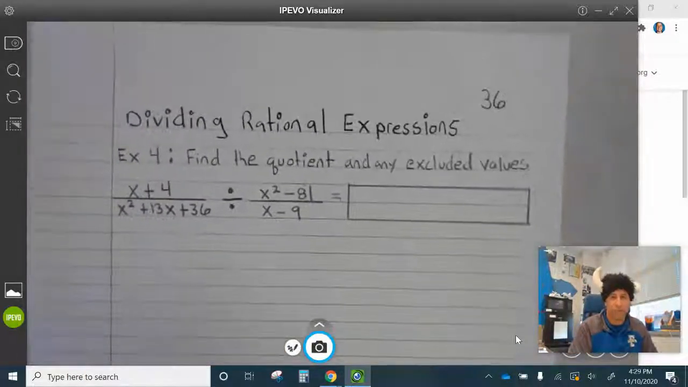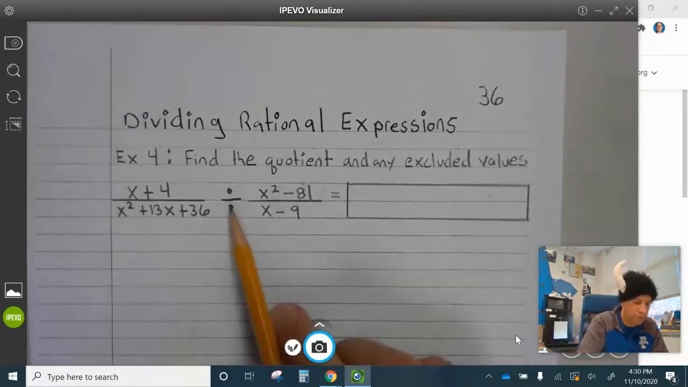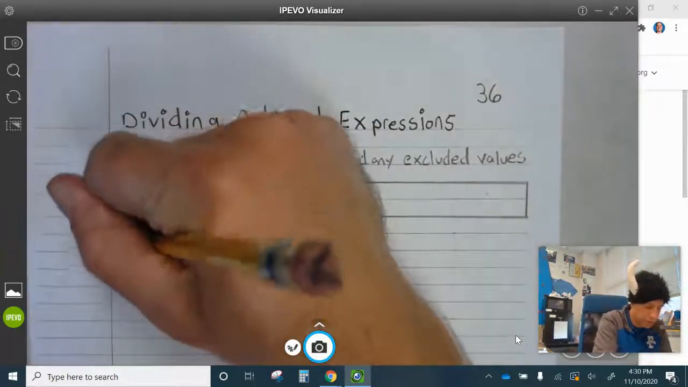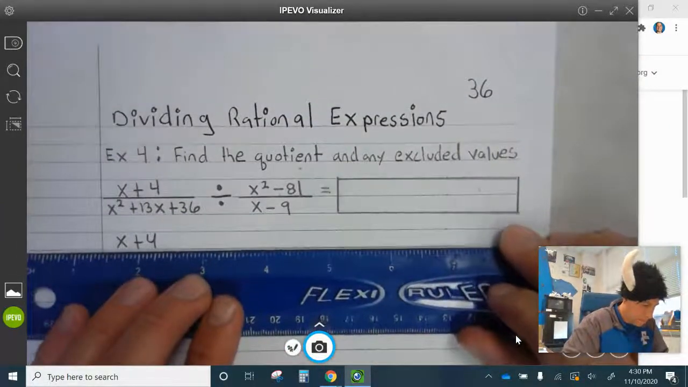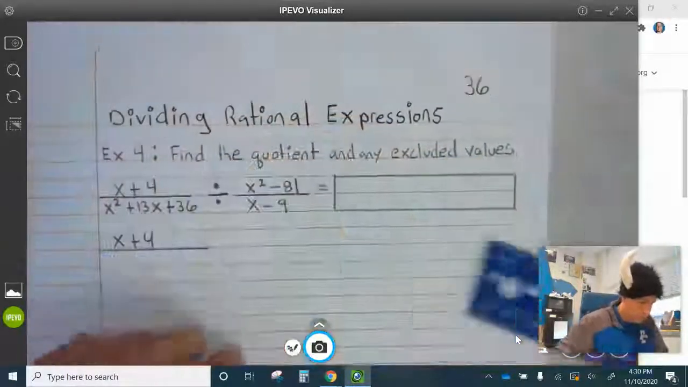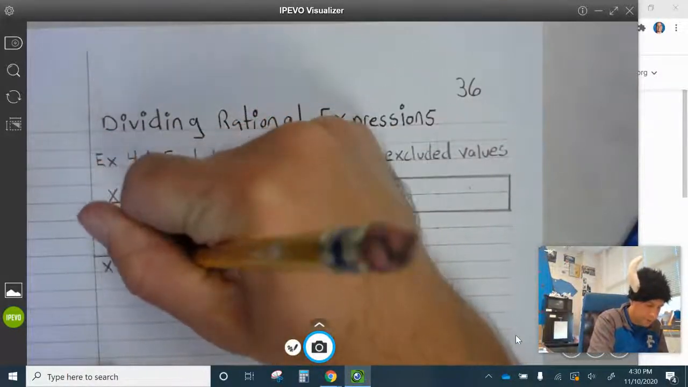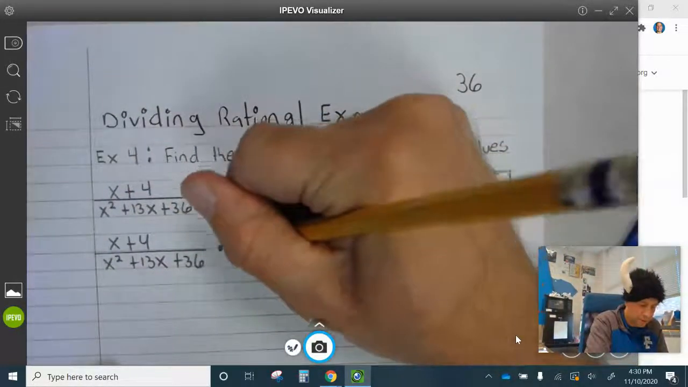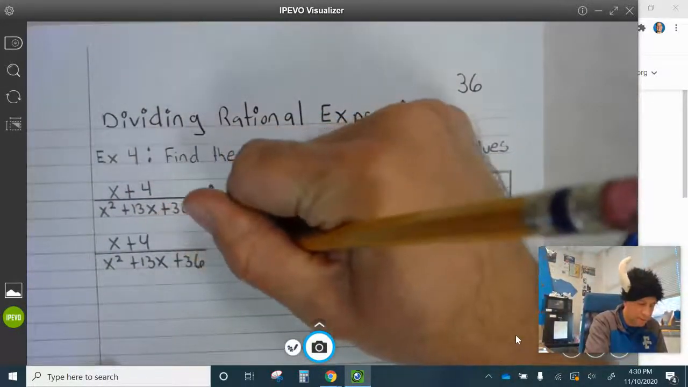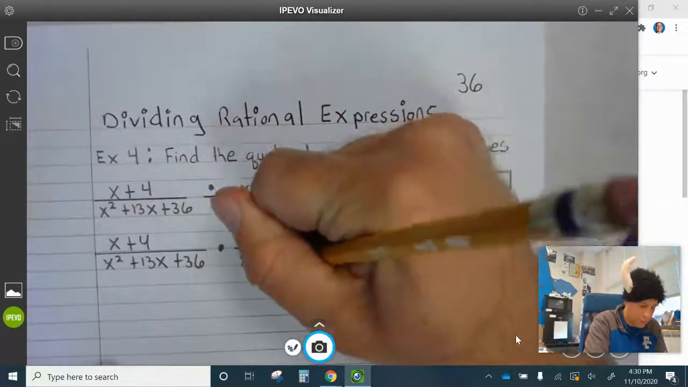Example 4. Find the quotient and any excluded values. Okay. So again, when we divide, we need to multiply by the reciprocal. So we're going to leave this alone. X plus 4 divided by x squared plus 13x plus 36 times x minus 9 divided by x squared minus 81.